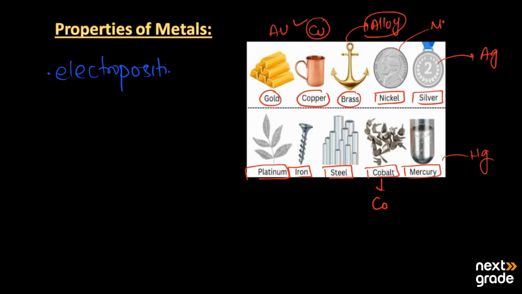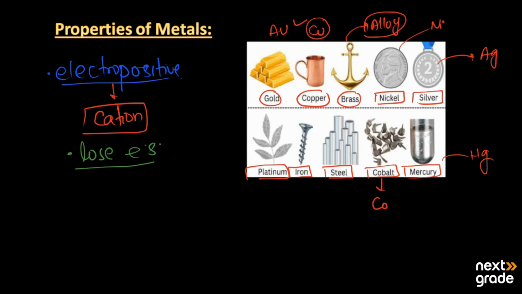Now the word electropositive is new to you. Electropositive means the capacity to lose electrons and make cations. The main property of metals is that they can lose electrons easily, and when they lose electrons easily they change into cations. This character is known as the electropositive character. On the basis of this we can categorize the metals into different types.